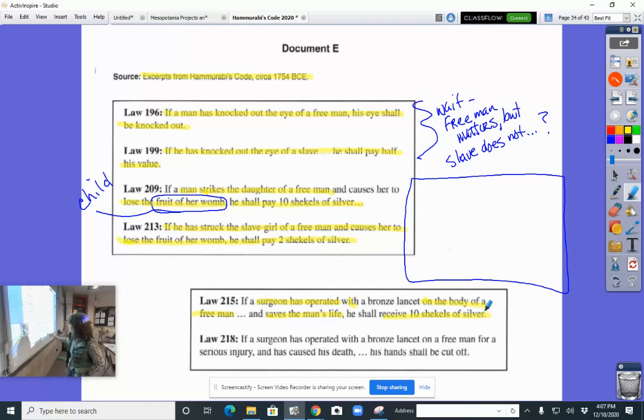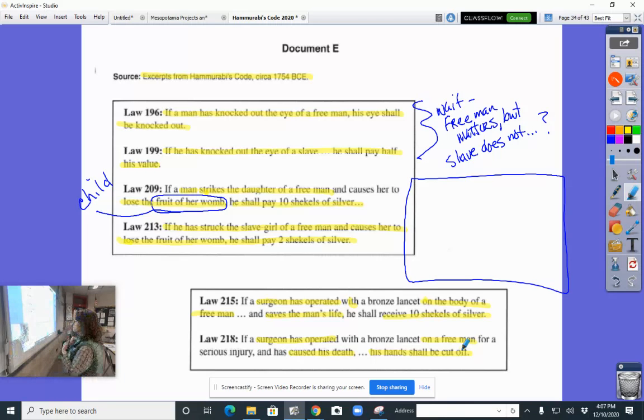Law 218, if a surgeon has operated with a bronze lancet on a free man, again, we're not talking about slaves apparently, for a serious injury and he causes his death, his hand shall be cut off. Okay, so surgeon operated on a free man, caused his death, his hand shall be cut off.